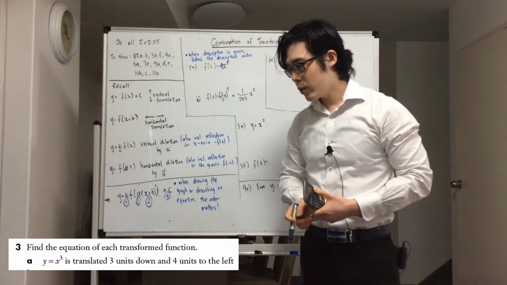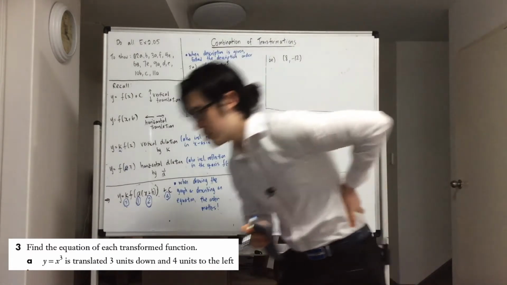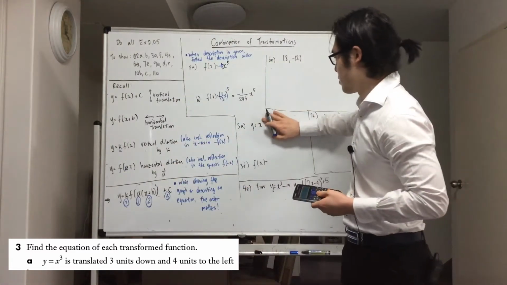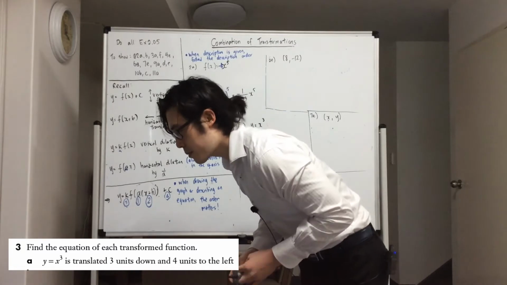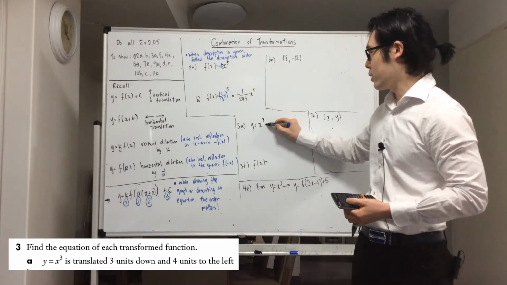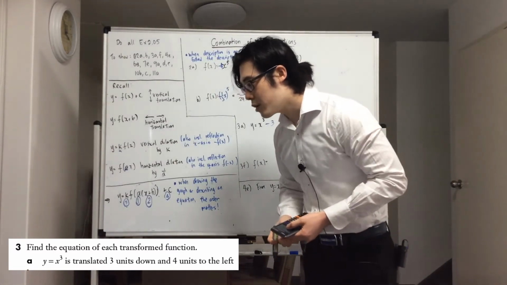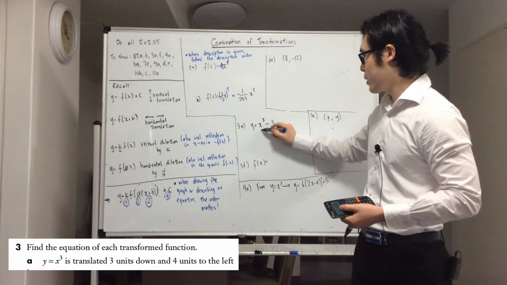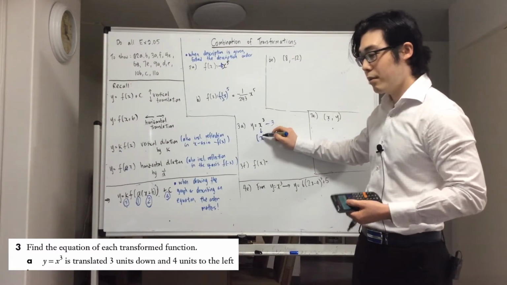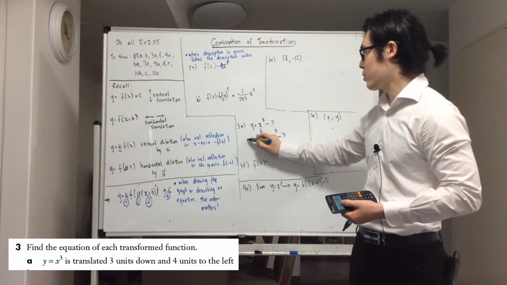Let's have a look at 3 now. It says find the equation of each transformed function. Let's have a look at 3a. So you've got, oh, I read the question wrong. You've got x cubed is translated 3 units down. So 3 units down means you're taking the graph and putting it 3 units down, which we learned in the first exercise. And then 4 units to the left means inside the bracket, you're going to have to put plus 4 because you're moving to the left, to the power of 3. So that will be your equation.